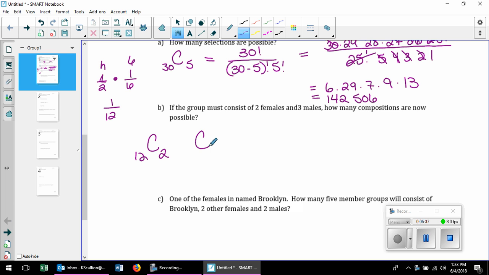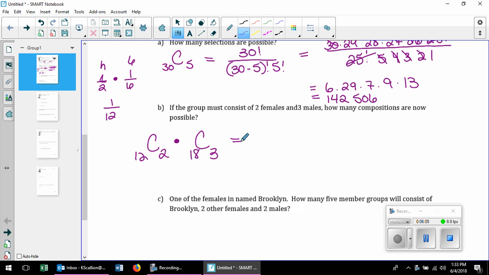And that's going to be happening at the same time. I have 18 males, and I have to choose three of them. They're happening at the same time, so those events have to be multiplied together. Exactly like we did in grade, I don't know when you do this stuff, grade 9, grade 8, something like that. You're doing the exact same thing, just a little bit more complicated, because you want them both to happen at the same time.